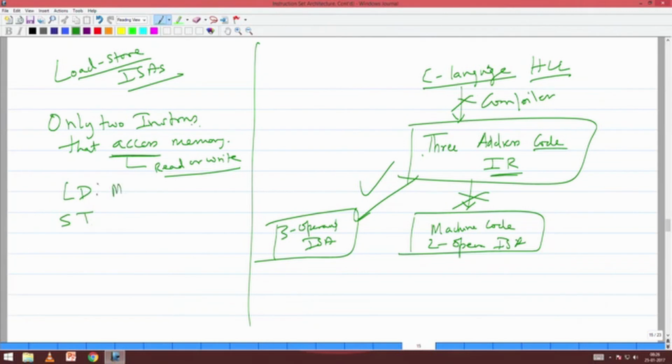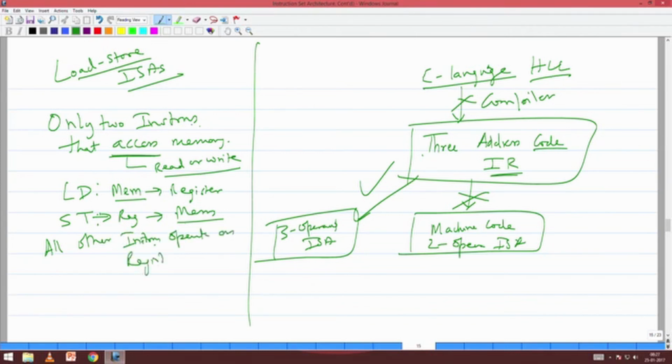Load will move from memory to a register, and store will move from register to memory. All other instructions operate on registers, like add R1, R2, R3.